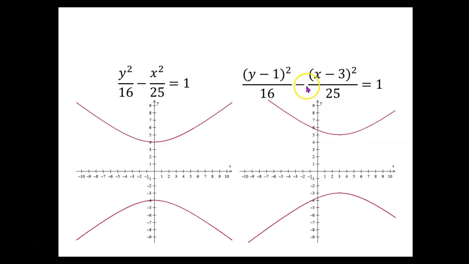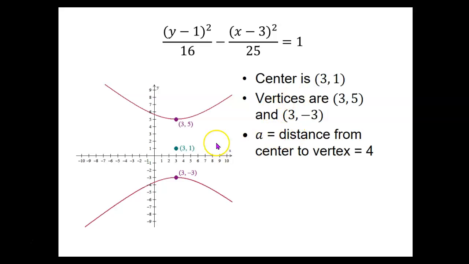So let's look at what's going on with this hyperbola. Like I said, the center, that's the point that's right in the middle, halfway between the two branches. That is 3, 1. It's a point where x is 3 and y is 1.